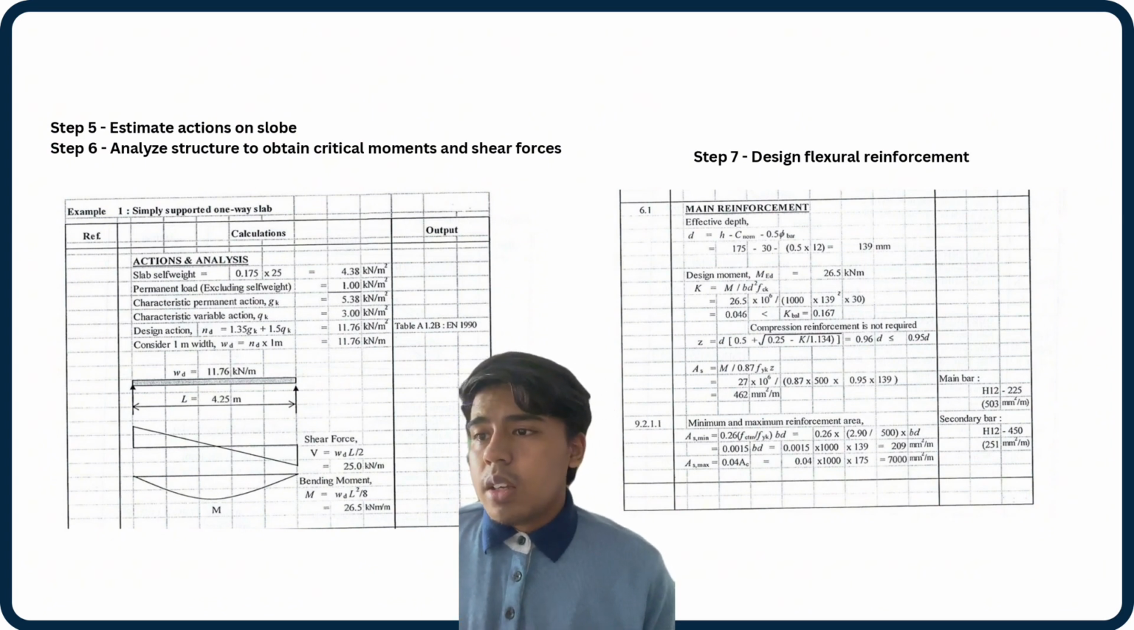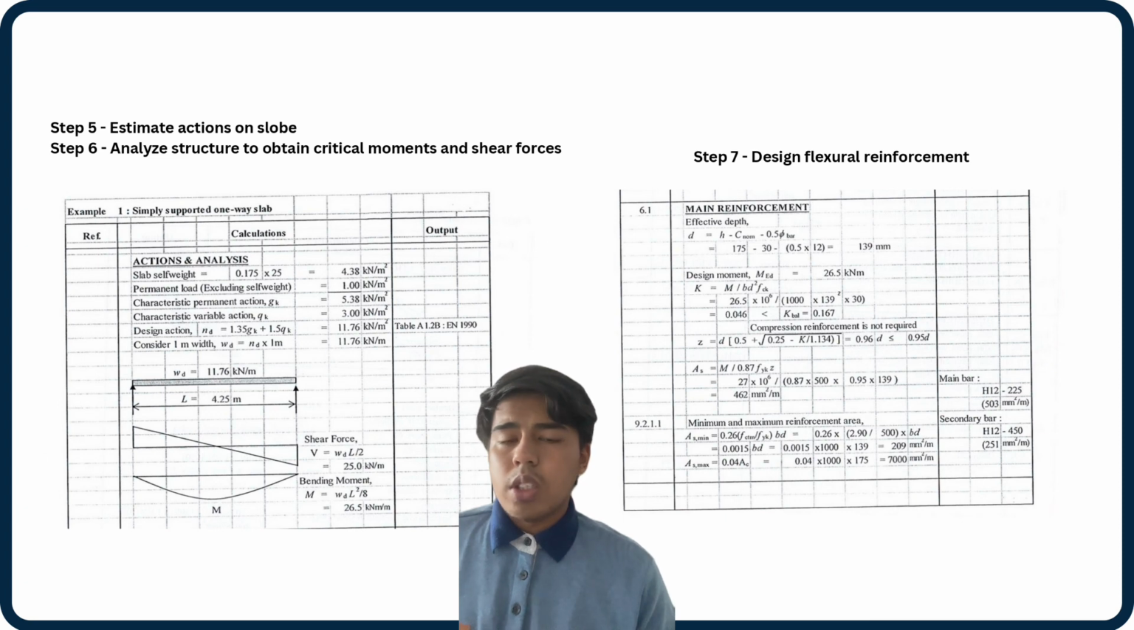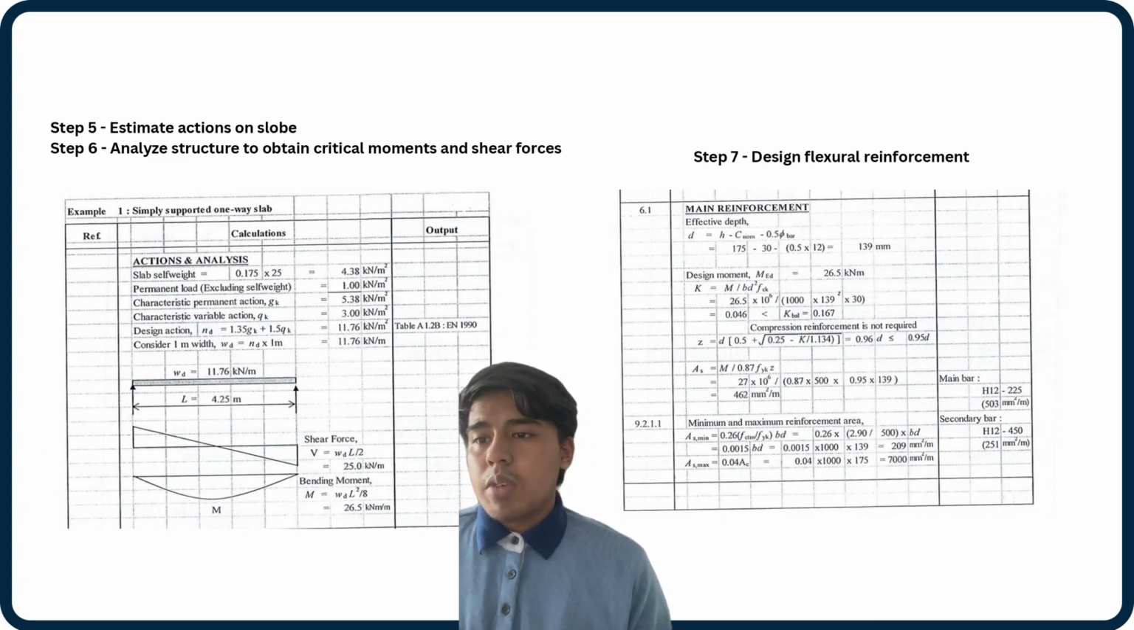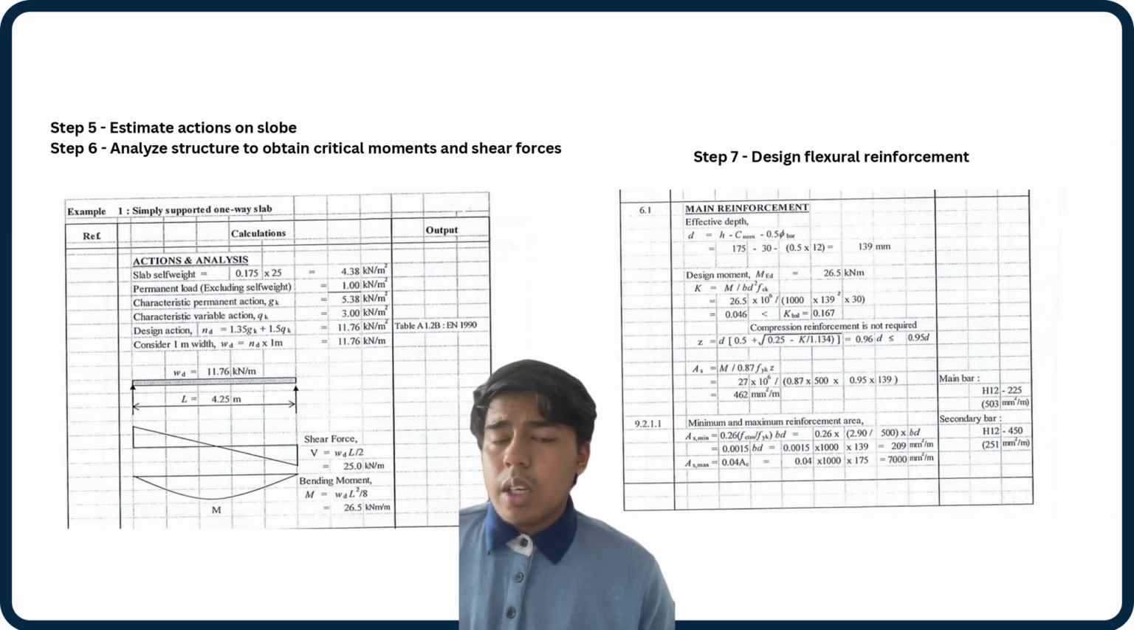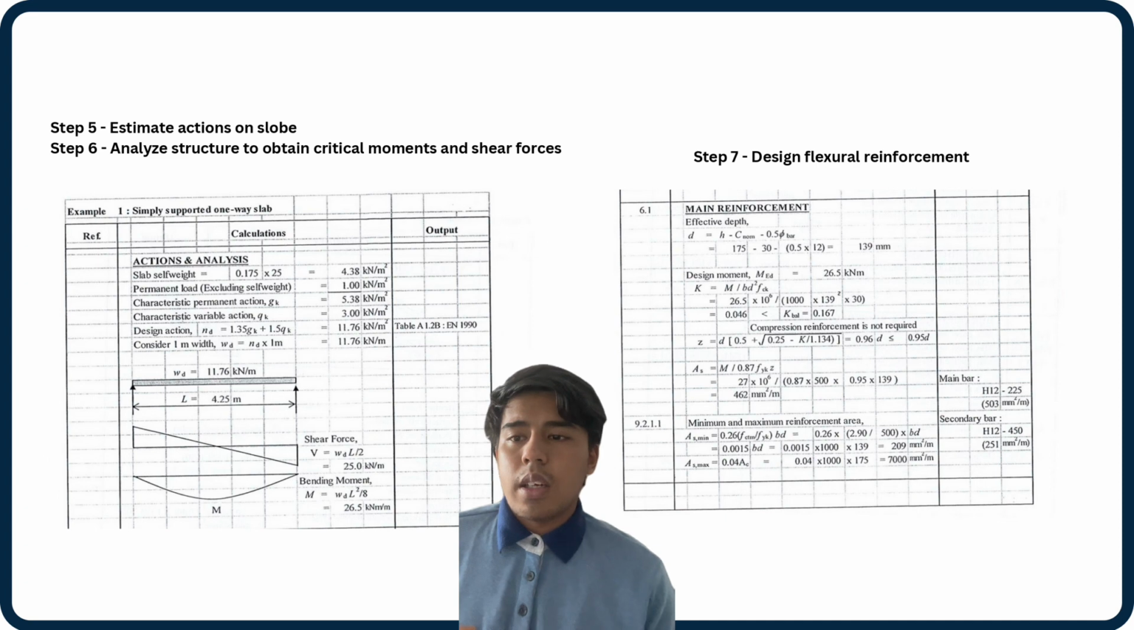So for shear force, V equals WD L over 2, and we get the answer 25.0 kilonewton. And for bending moment, M equals WD L square over 8, and we get the critical moment is 26.5 kilonewton meter.